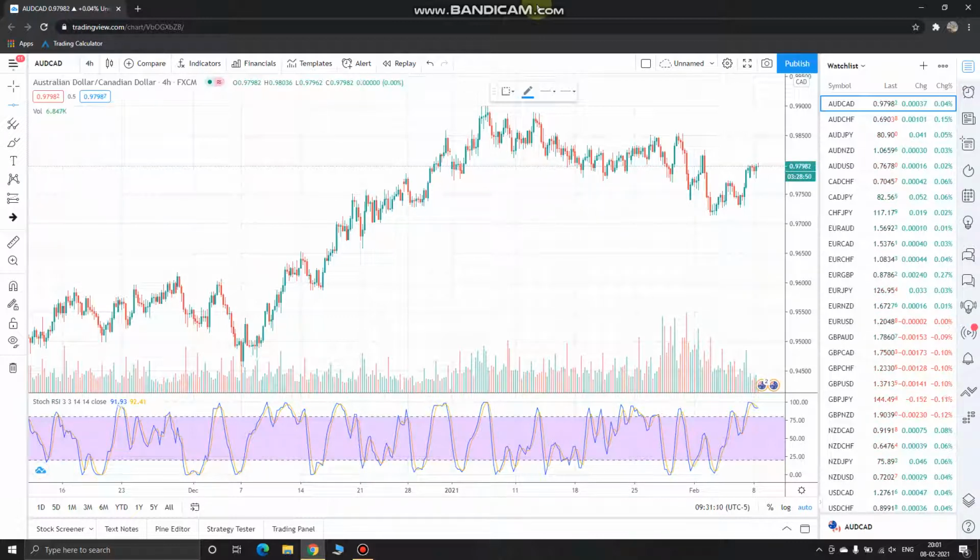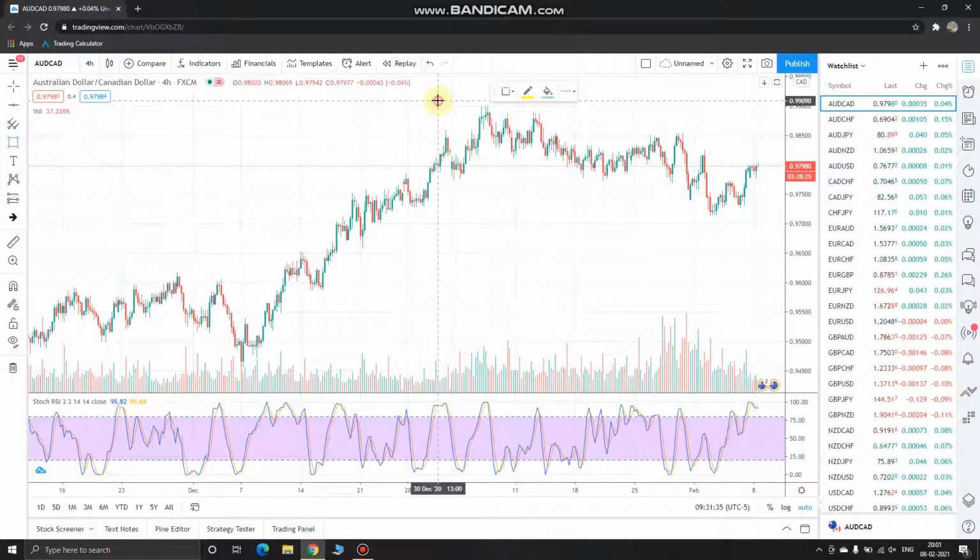So I have the chart of Australian dollar and Canadian dollar in front of me, and you can see on the screen that I am using a candlestick chart and 4 hours time frame. I am just using a single indicator, my favorite indicator, and that is the stochastic RSI indicator. Okay, so in the 4 hours chart we can see that there is a big resistance here.